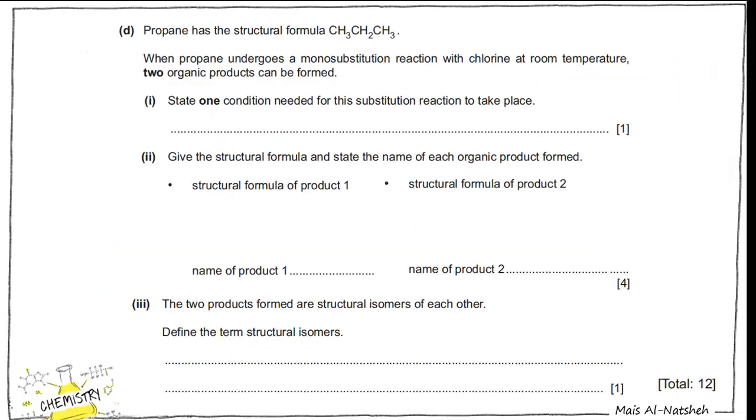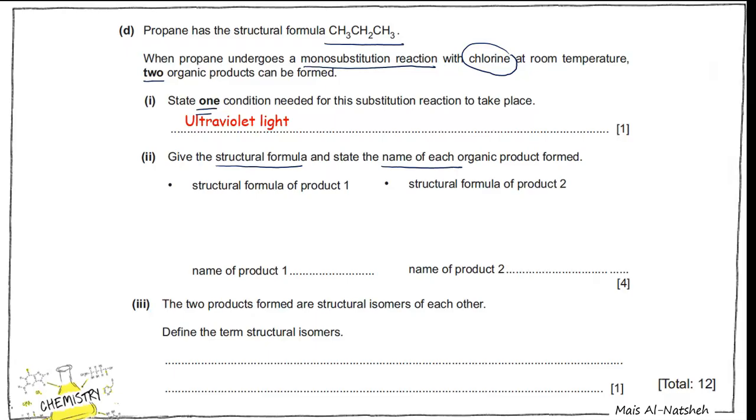Next part. Propane has the structural formula CH3CH2CH3. When propane undergoes monosubstitution reaction with chlorine at room temperature, 2 organic products can be formed. State one condition needed for the substitution reaction to take place. The essential condition is ultraviolet light, which is needed to provide the activation energy for the reaction. Give the structural formula and state the name of each organic product formed.